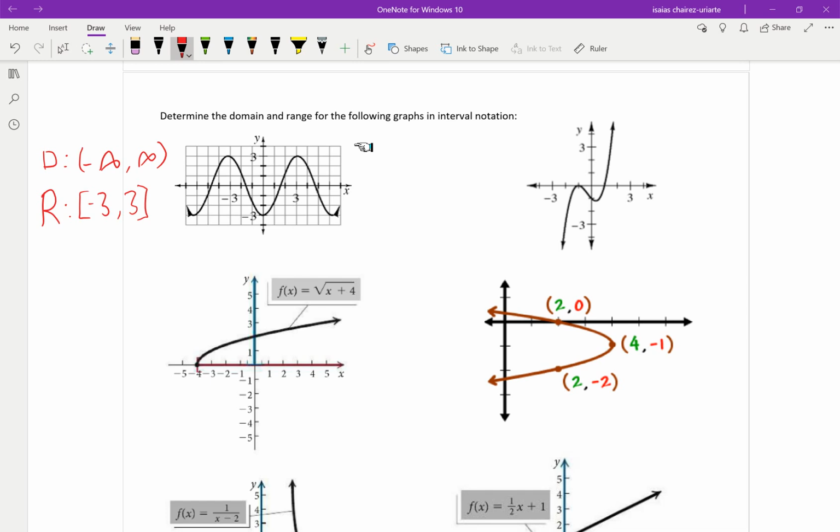Okay? So remember, the domain, you read it from left to right. The range, you read it from bottom to top.